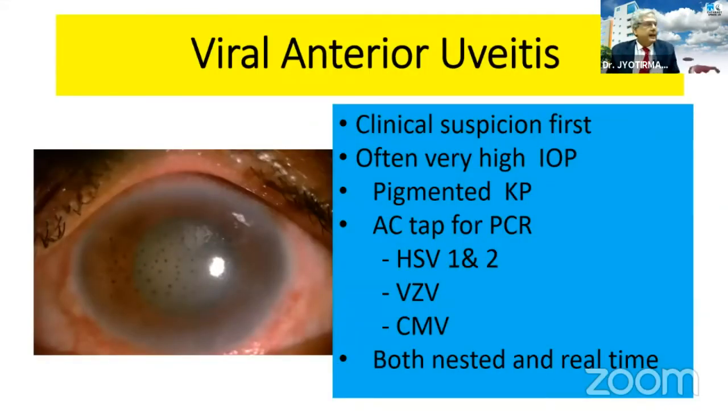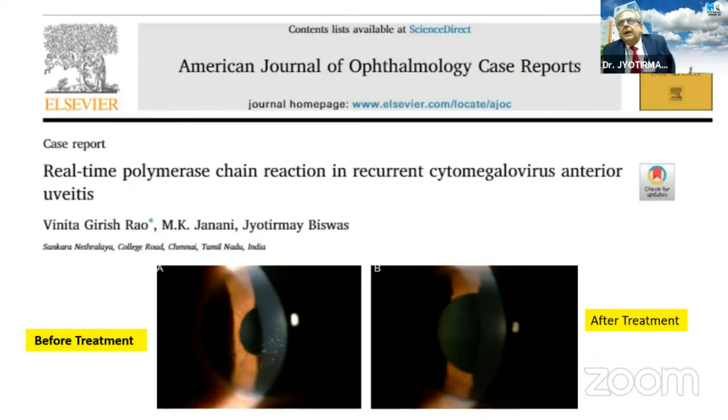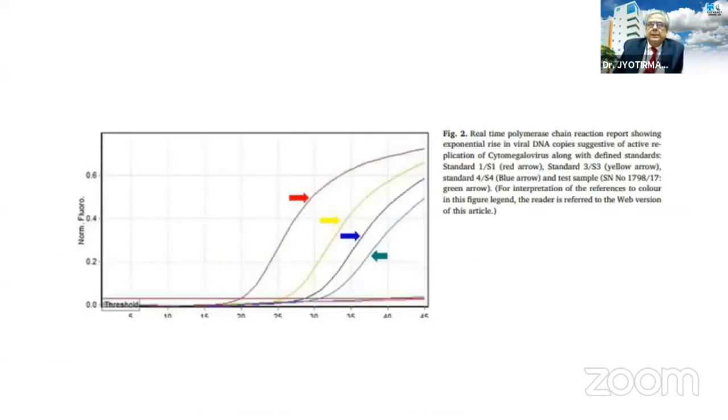In viral anterior uveitis, clinical suspicion comes first: often very high IOP, pigmented KPs. I do an AC tap for PCR for HSV 1 and 2, VZV, CMV, and I do both nested and real-time PCR. Real-time PCR can be helpful in recurrent cytomegalovirus anterior uveitis, where resolution of the treatment can be attained with real-time PCR monitoring. This is a curve showing the real-time PCR positivity with the anterior chamber fluid.